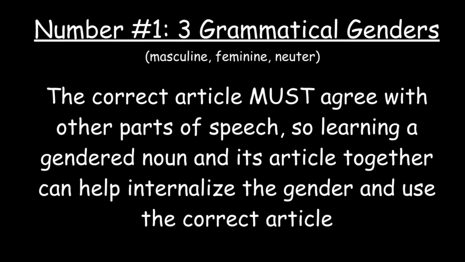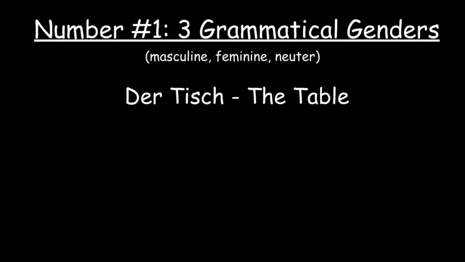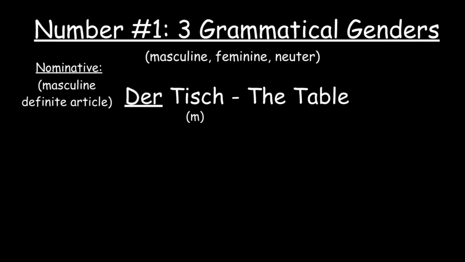Even though the German alphabet is for the next video, I would like to show just a few examples of the 3 grammatical genders. The pronunciation of the examples will be natural because German is more phonetic, with words pronounced as they're written. Der Tisch is the table, and it's a masculine noun because of the masculine definite article der, which is put in the nominative case. Again, the German cases are for later.